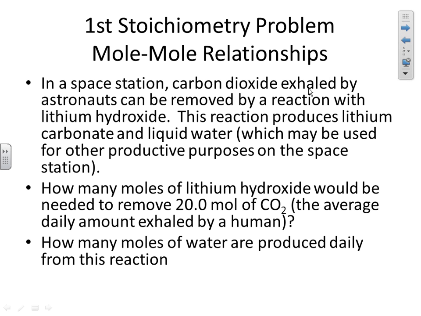So, here's our first problem. It's an example. It's letter C in your outline down on the first page. So it says, in the space station, carbon dioxide exhaled by astronauts can be removed by a reaction with lithium hydroxide. This reaction produces lithium carbonate and liquid water, which could be useful, right? So we can use it in other parts of the station.